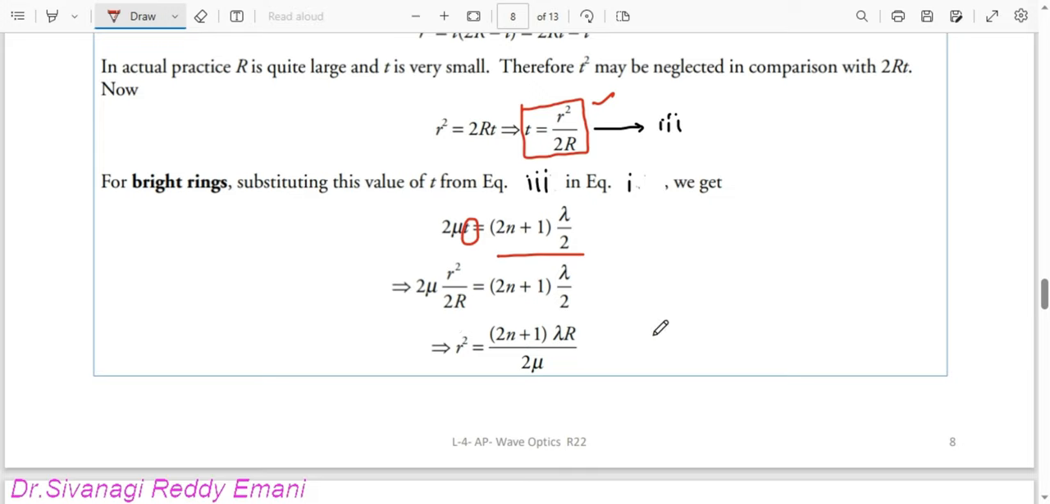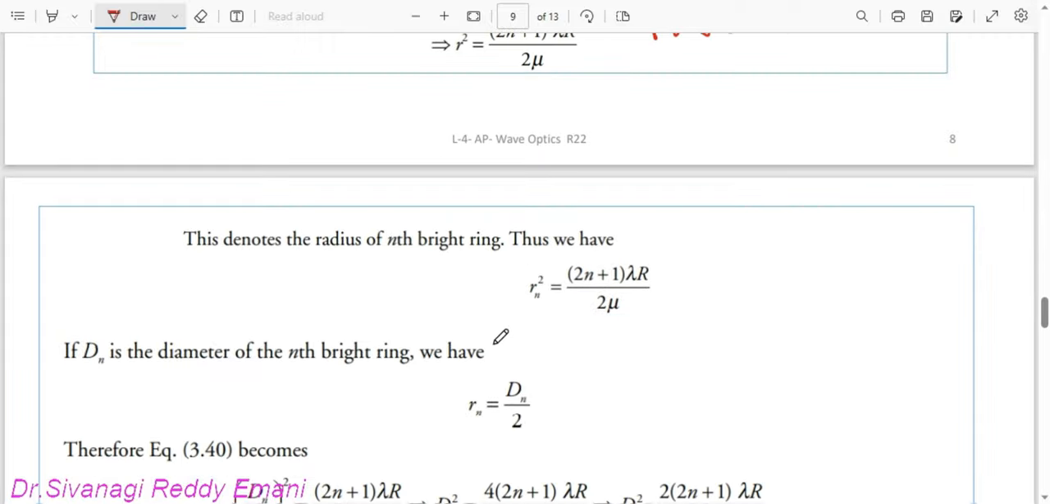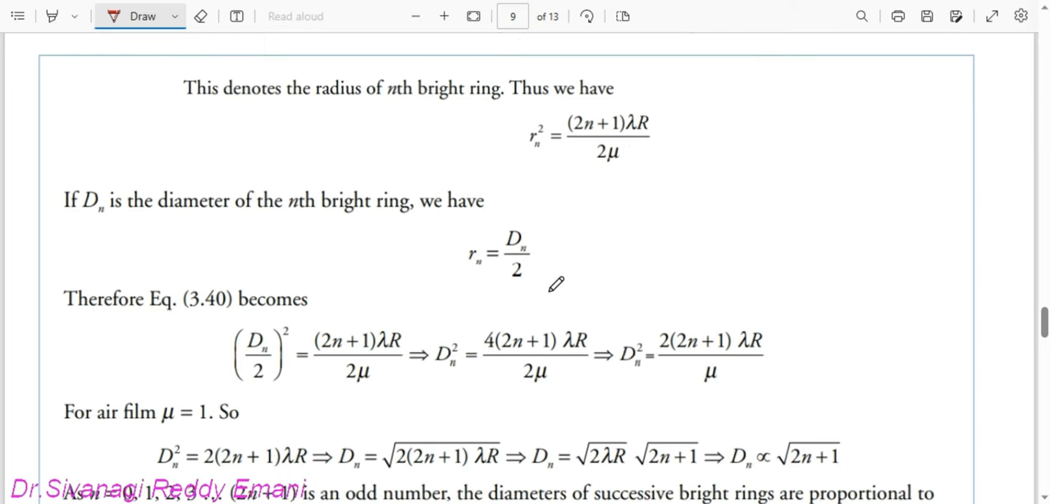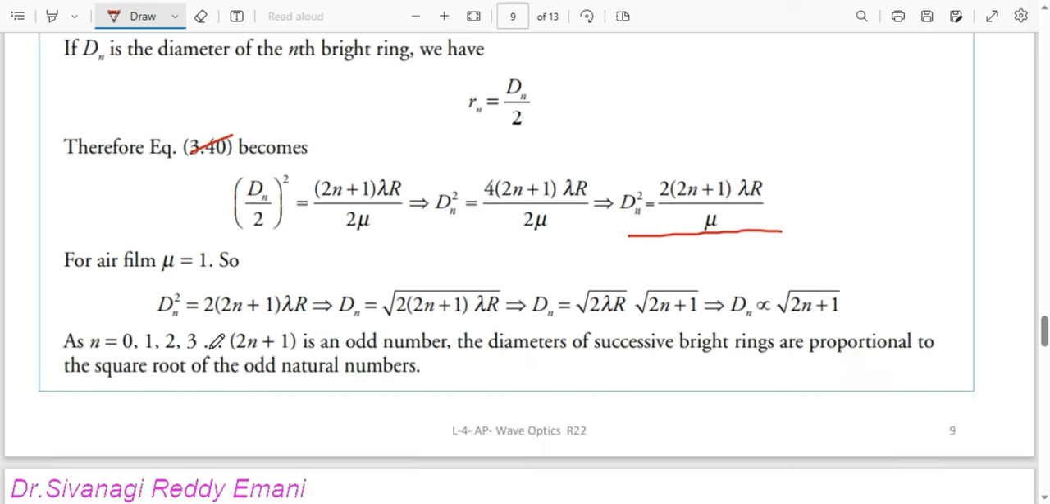Mu stands for refractive index. Now for the bright fringes, the radius is directly proportional to the square root of 2n plus 1, and for the nth ring it will be rn, simply say nth bright ring, we can write the same expression. If we want to convert it into diameter, (dn by 2) whole square, and on simplification we will get dn square equal to 2 into (2n plus 1) into λR by mu. For air, mu is equal to 1, dn square is equal to very simply 2 into (2n plus 1) into λR. So finally, we can write dn is directly proportional to under root of 2n plus 1. And as n was 0, 1, 2, 3, like that, 2n plus 1 is an odd number.